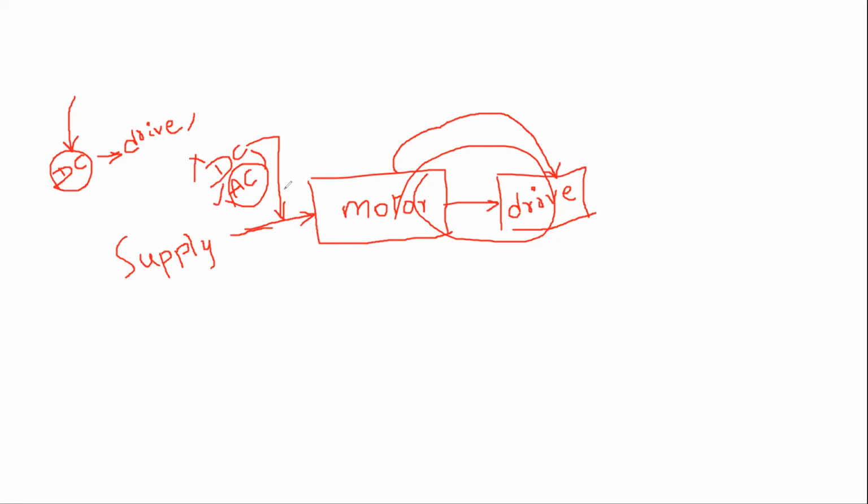And is there any possibility of using an inverter here? Just think it over once and tell me. At this place, is there any possibility of using an inverter?